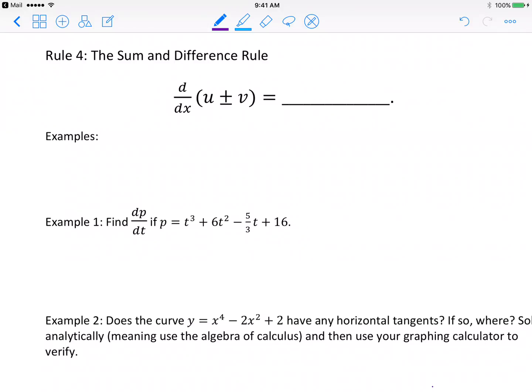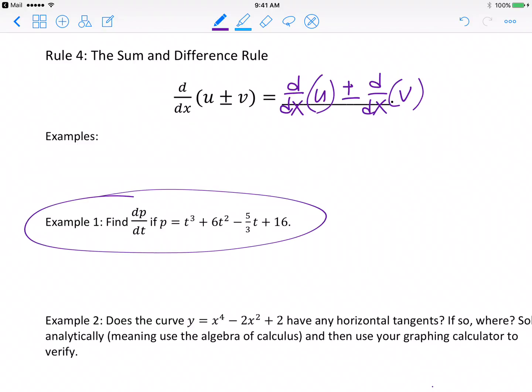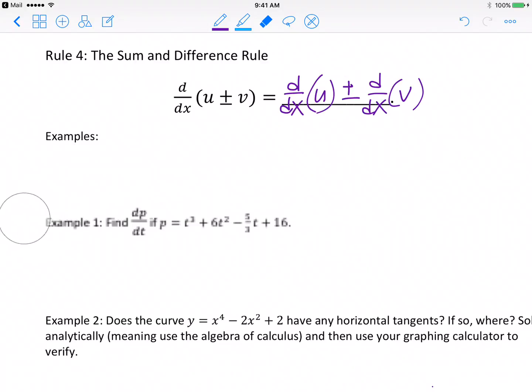You simply have to find the derivative of each, that's it. And then either add them or subtract them accordingly. So you can find the derivative of u separately from the derivative of v, and then you either add or subtract depending on what question you're dealing with. So as an example, let me go straight to example 1 from the textbook, which I copied here.